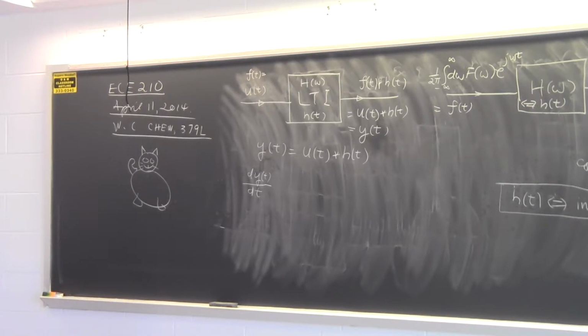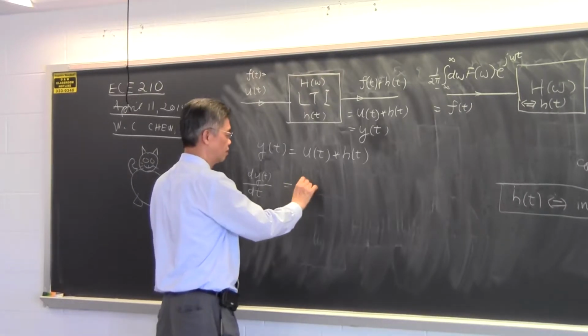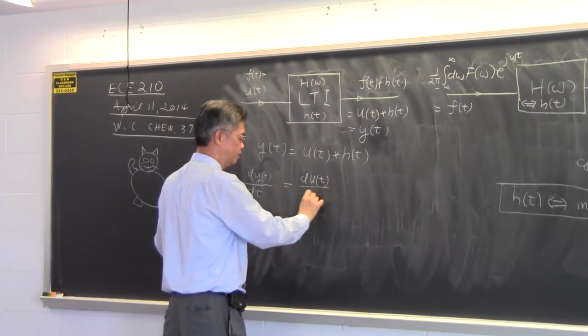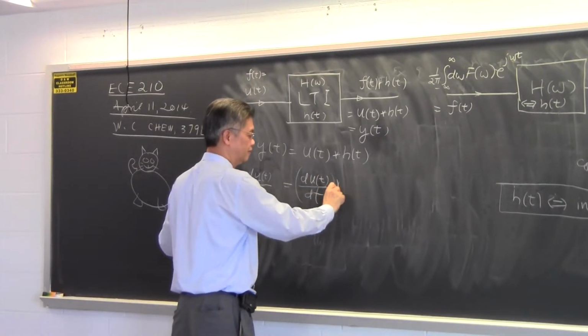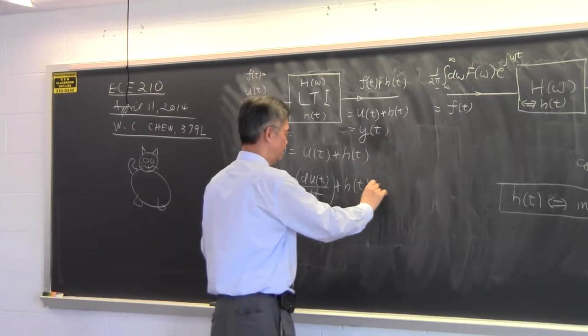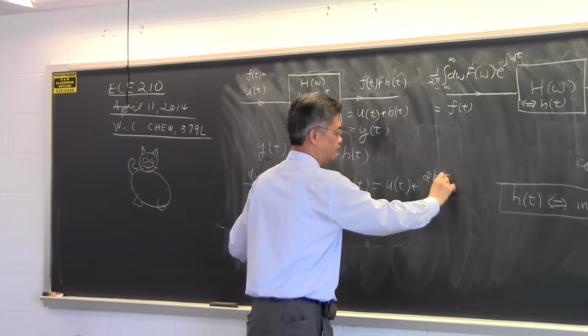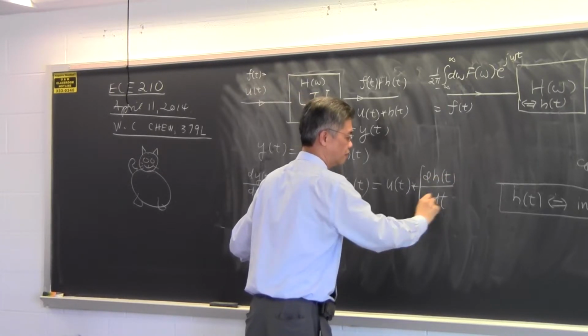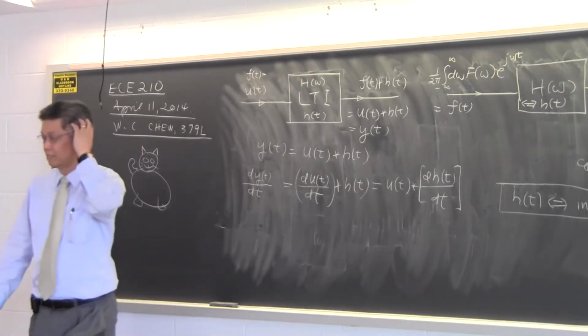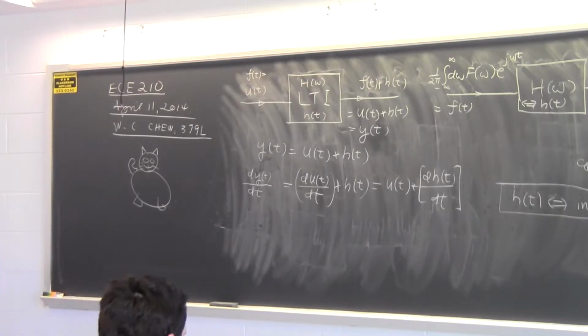Yes, Mark. Do you take the derivative of one of them? You take only the derivative of one of them. Either one, it doesn't matter which one. So you differentiate it. Very good. You differentiate one of these and convolve with h of t, or you can choose to differentiate the other one and convolve with h of t, and convolve with u of t.